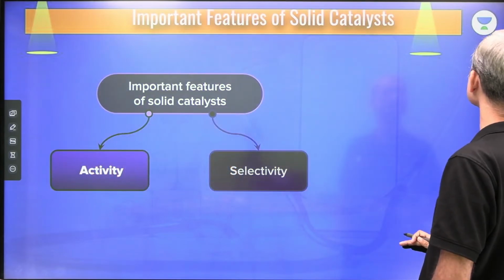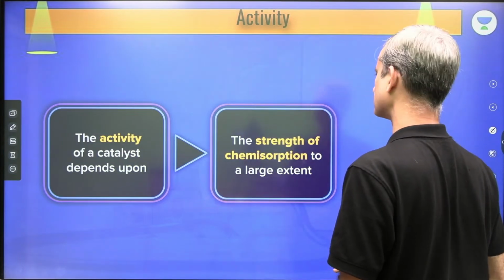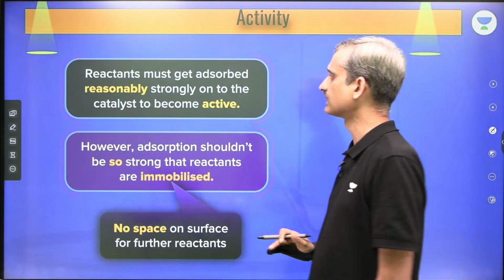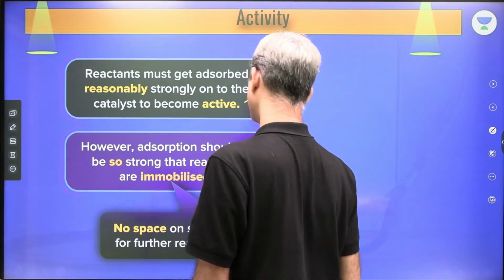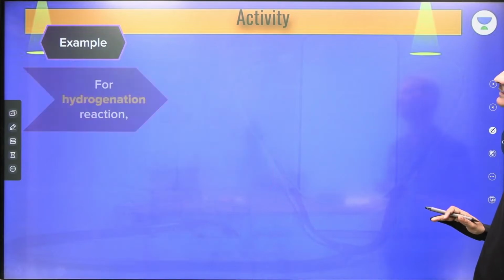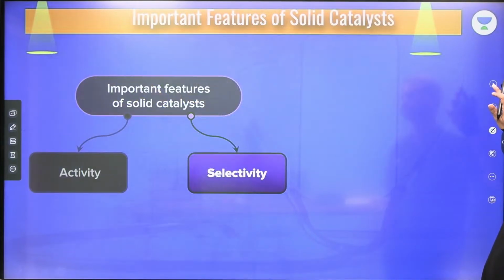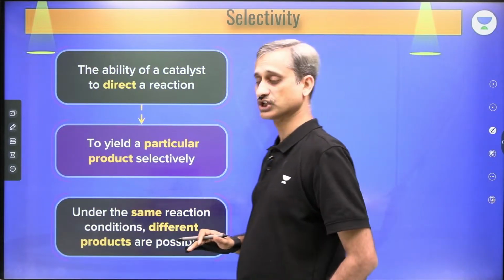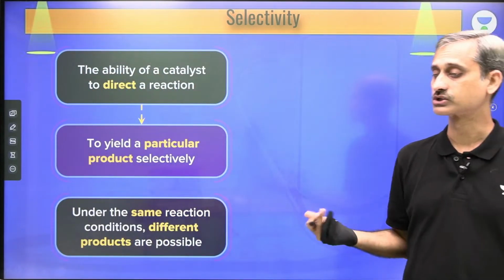What are the important features of solid catalysts? The activity and the selectivity, and it's all given in the NCERT. The activity of a catalyst depends on the strength of chemisorption to a large extent. The more the chemisorption, the more the tendency to catalyze. The reactant must get adsorbed reasonably strongly onto the catalyst to become active. Adsorption should not be so strong that it becomes irreversible. Catalysts are also quite selective, because if you change the catalyst, the product also changes, and NCERT has given that for many reactants, once you change the catalyst, the product becomes different.